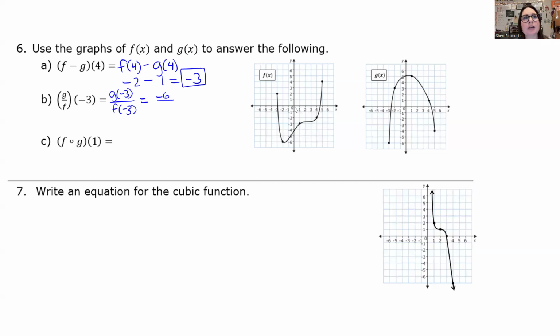f of 4 on my f graph at 4, it's down here at -2. And then g of 4 on my g graph, I go over to 4 and it's up at 1. So f of -3 on my f graph, I'm going to go to -3 and my graph is up at 2. What's -6 divided by 2? -3.